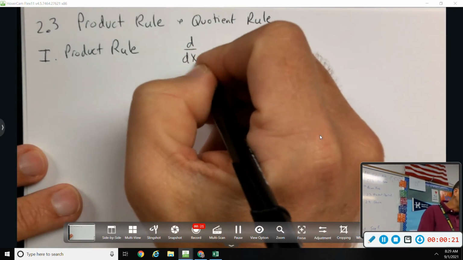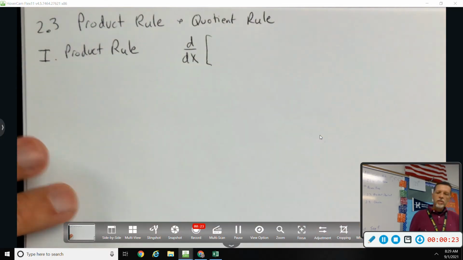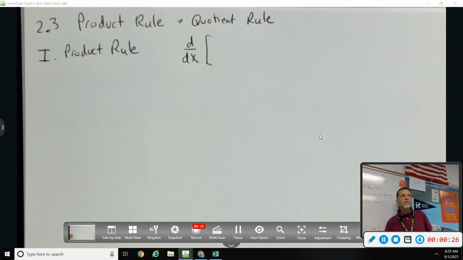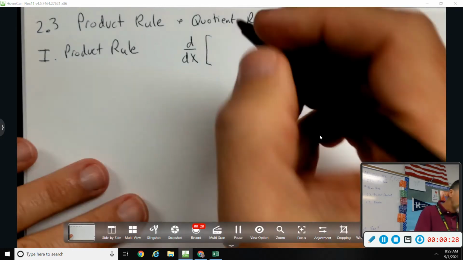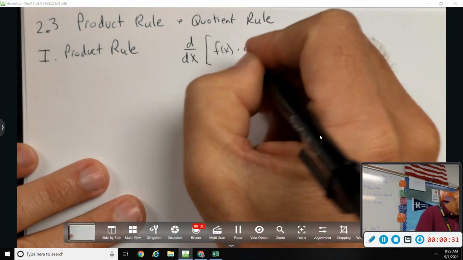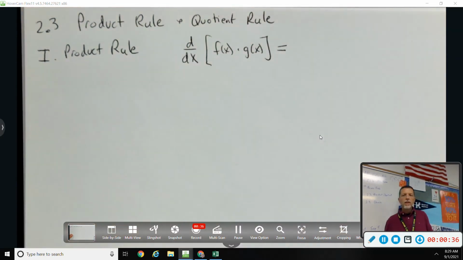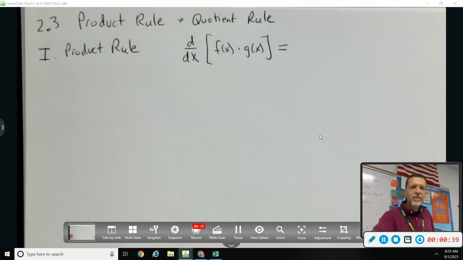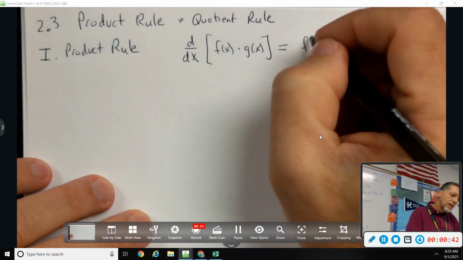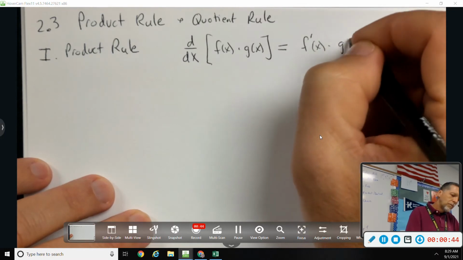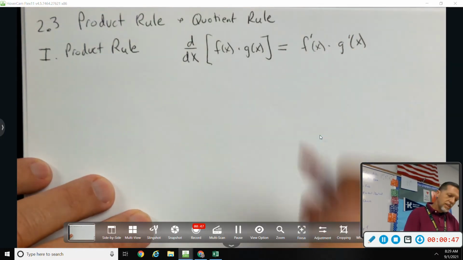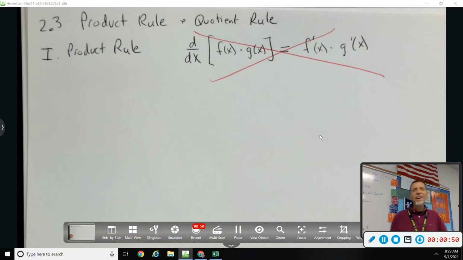First of all, how it doesn't work. d dx. Remember what that means? Take the derivative of. So if I want to take the derivative of f times g, it would be really, really, really nice if that was equal to f prime times g prime. But it doesn't work that way. This would be no lesson at all if that was the case. We would just say, yeah, just take the derivatives and multiply them together. But it doesn't work that way.